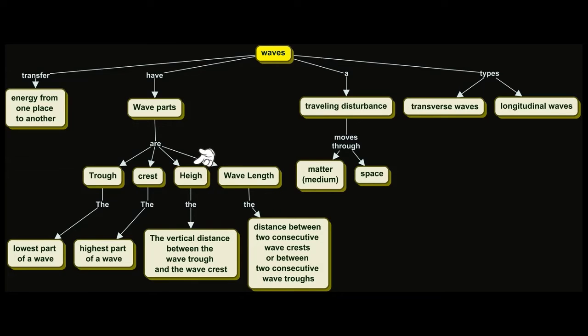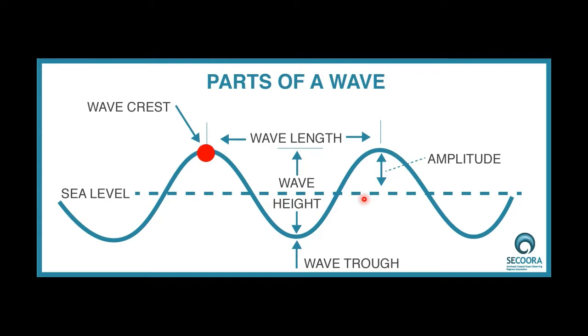Now, next one is the wave height. From the neutral line, going to the wave crest is called an amplitude. From the neutral line, going to the trough is also called an amplitude. The summation of two amplitudes, meaning from the wave trough to the wave crest, is called the wave height.